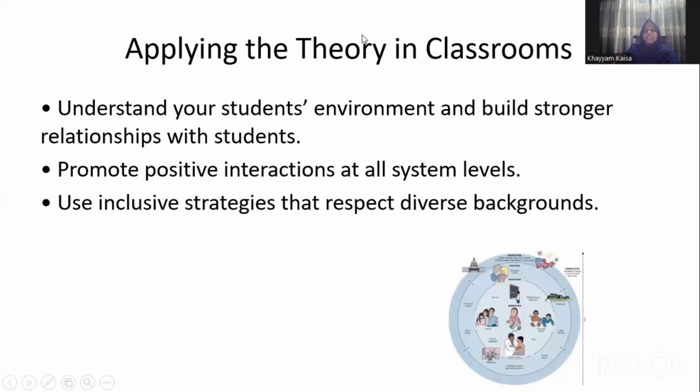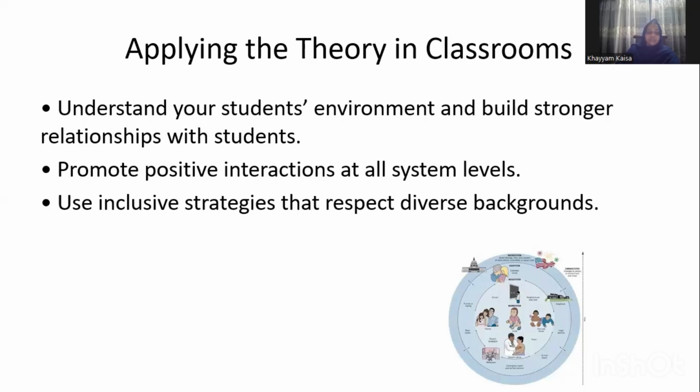So how do we apply these theories in a classroom? Ecological system theory, how do we apply it? So understand your students' environment and build stronger relationships with the students. Promote positive interaction at all system levels. Use inclusive strategies that respect diverse backgrounds.